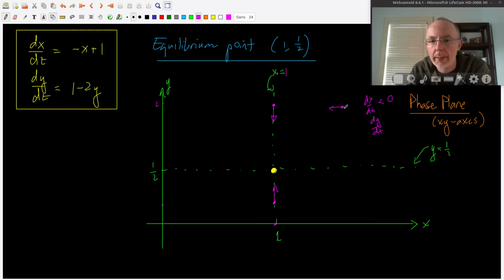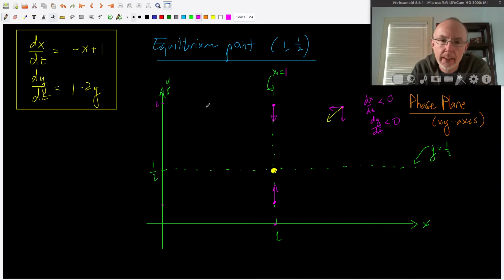If y is bigger than a half, I plug in a number bigger than a half, then the value I get there is negative. That's the rate of change of y. So the rate of change of y is negative as well. So if I start at this point, x is decreasing and y is decreasing. I don't know exactly what's happening here, but I know that overall I'm moving down and to the left, right? Because x is decreasing, so I'm moving to the left. Y is decreasing, so I'm moving down. So my overall motion is given by that yellow line.